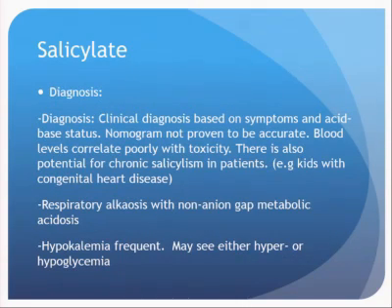So diagnosis is based on symptoms and acid-base status. There was a nomogram that was formulated years ago, but it's not been proven to be accurate. Blood levels correlate poorly with toxicity, so aspirin levels are obtained, but they don't really tell you what's going to happen. There's also potential for chronic salicylism in patients, like the kids with congenital heart disease that are taking aspirin on a daily basis. It causes a respiratory alkalosis with an anion gap metabolic acidosis. It's where knowing how to calculate an anion gap is important. Hypokalemia is frequent, but you could see either hyper- or hypoglycemia because of the metabolism problems.